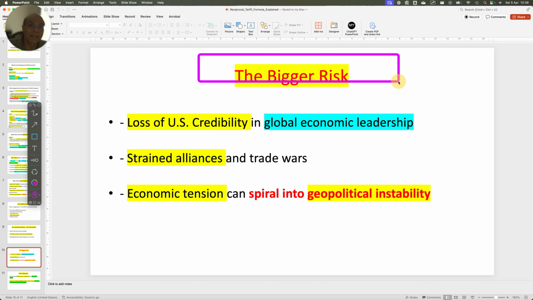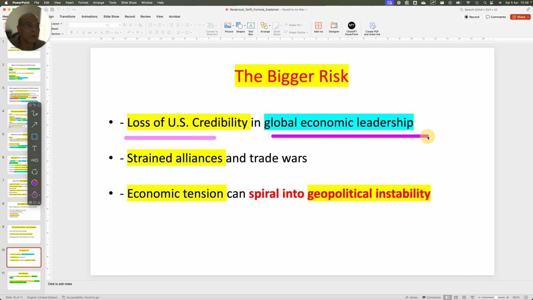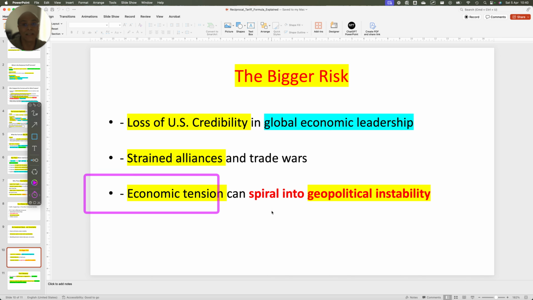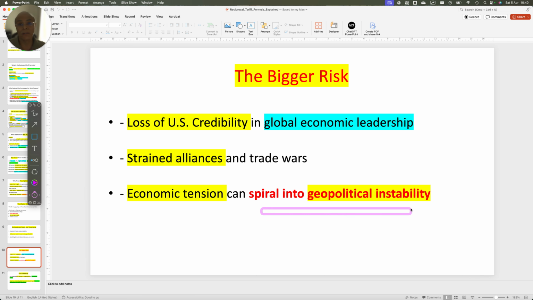Now, the bigger risk. What is the bigger risk? US will lose credibility in global economic leadership. Strained alliances and trade wars. And then economic tension, which may spiral into a global instability.